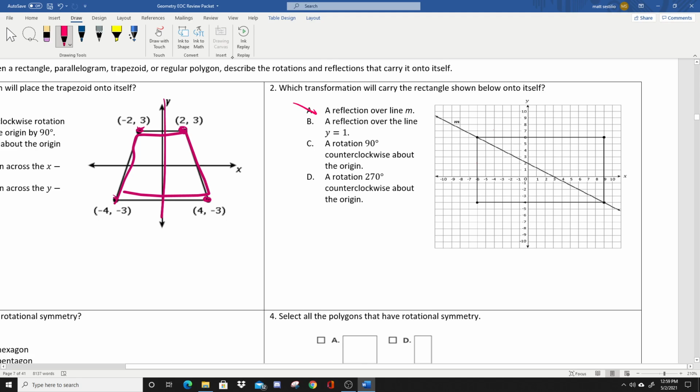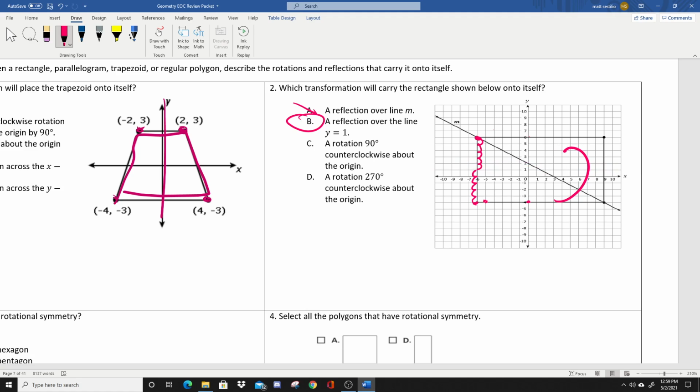Y equals 1. So let's look at y equals 1, this one right here. Well, if we reflected it over y equals 1, let's compare this point to this point. This one's 1, 2, 3, 4, 5. This one is 1, 2, 3, 4, 5. So yeah, I think that one would work, because each of these points, this one would reflect onto this one. So you're kind of like folding it in half, and it would work.